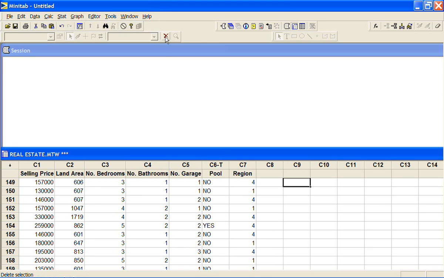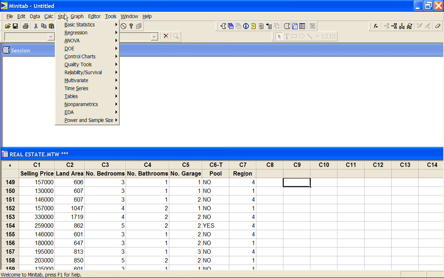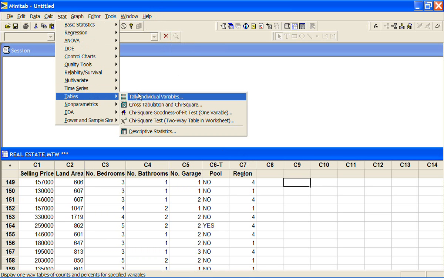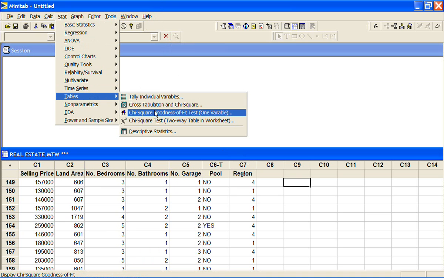I'm going to look at a goodness of fit test, or a test of proportions, and I'm going to be testing the region data, that is the region that each house has come from in the real estate data set. If I go to Stat Tables, we want the third option here, the chi-square goodness of fit test for one variable.